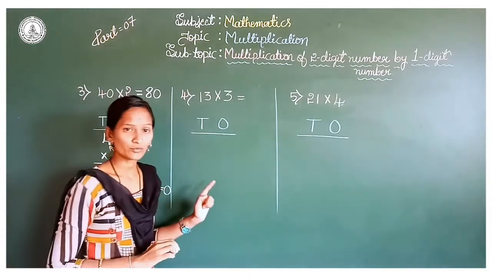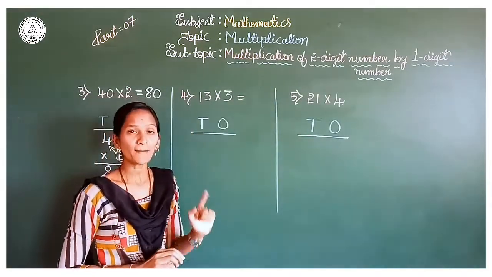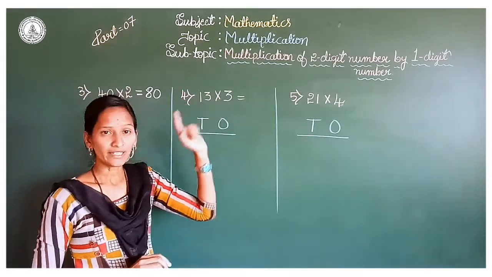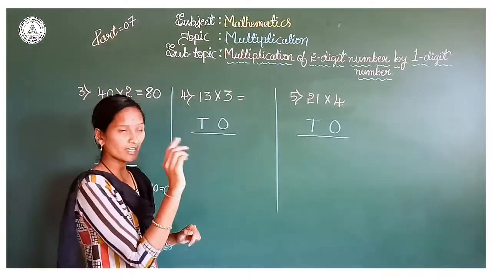So now come to the fourth problem. 13 into 3. In this problem, the multiplicand is 13 and 3 is the multiplier. So first you have to write down under the columns of tens and ones.